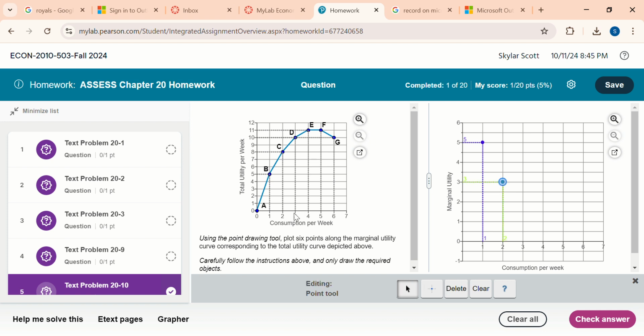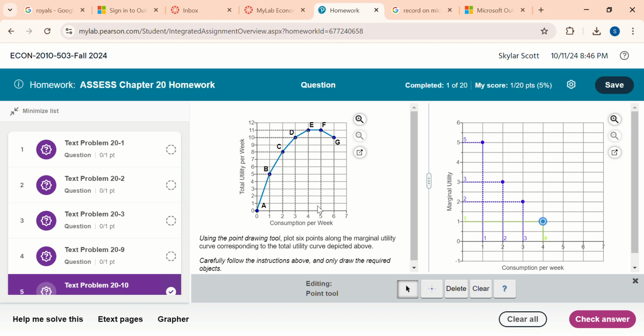Again, looking at them consuming the third good, it goes up from 8 to 10. So the difference between 10 and 8 is 2. So from consuming the third good, their marginal utility is 2. Again, looking at 4, it goes from 10 to 11, and 11 minus 10 is 1. So for consuming that fourth good, their marginal utility is 1.